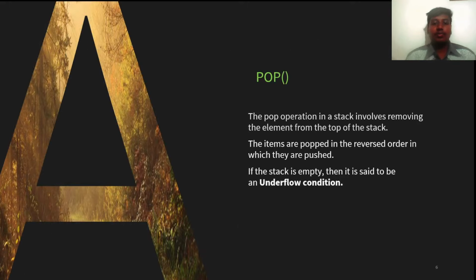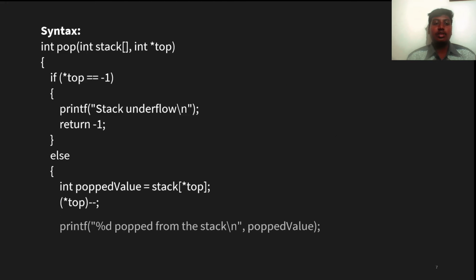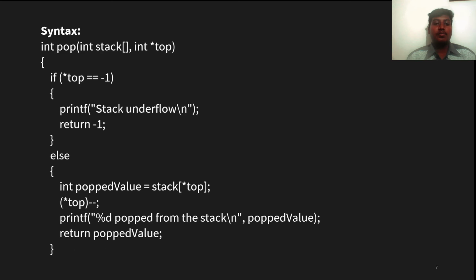Next, pop. The pop operation in a stack involves removing the element from the top of the stack. The items are popped in reverse order in which they are pushed. If the stack is empty, then it is said to be an underflow condition. This is a simple program to represent how to pop an element from a stack.